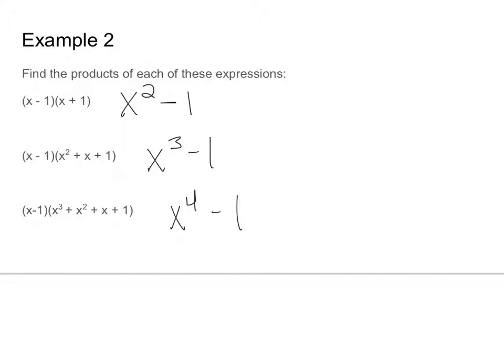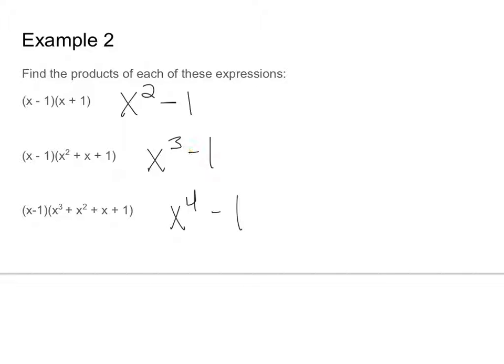Please go ahead and write these down in your classwork. This is actually a very important pattern that we're learning. Here we have the multiplication of two polynomials that are the same with a minus and a plus in between them. And that's always the answer we get. This is called the difference of two squares. X squared is a perfect square and 1 is a perfect square. So I have the difference of two squares.